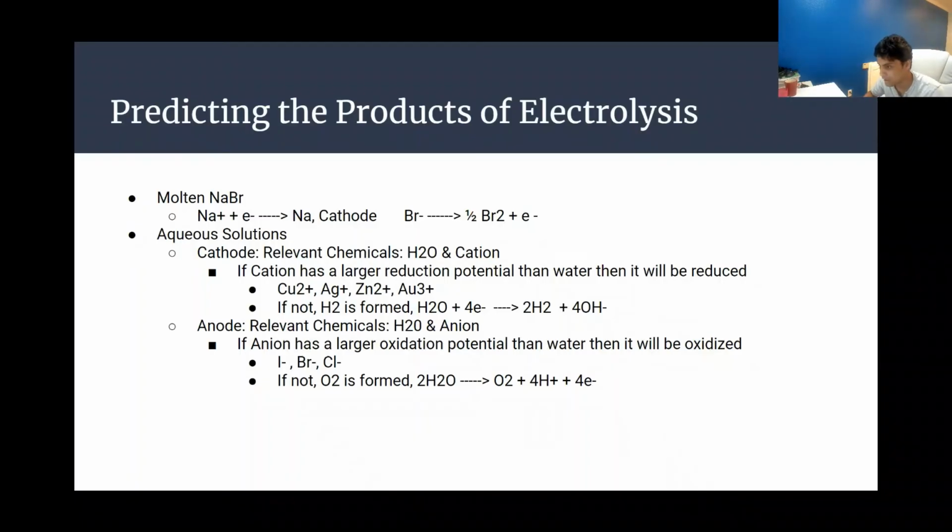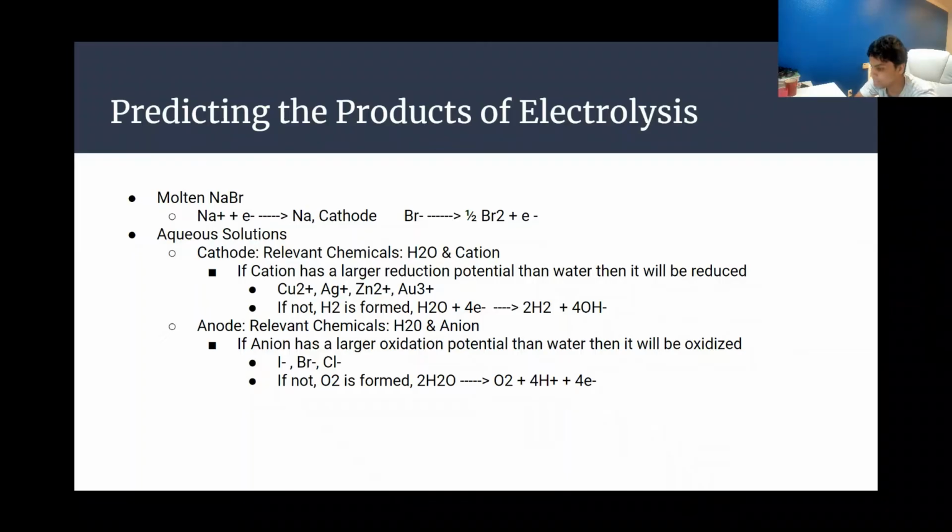So a molten NaBr. The NaBr units are moving around in the molten phase. So at the cathode, the cation will get reduced to metal, and the bromide will get oxidized to bromine. So it's pretty straightforward what goes on here. This can be applied to NaCl, KCl, KI.